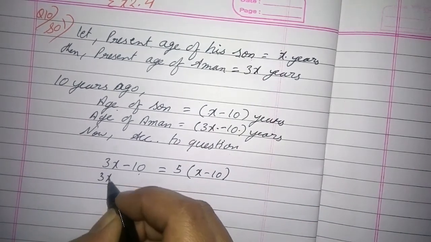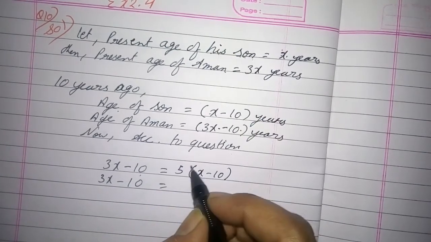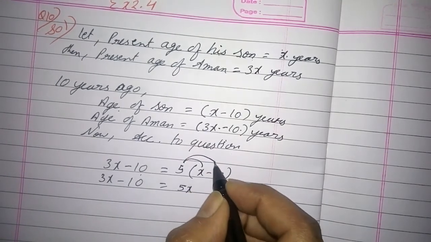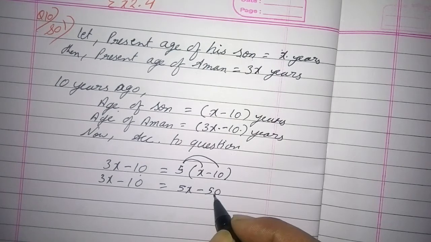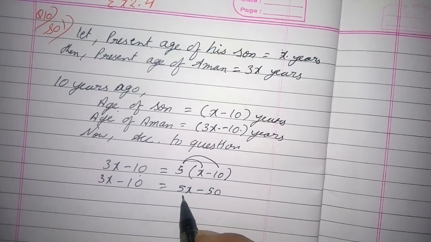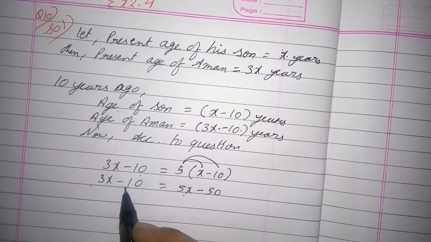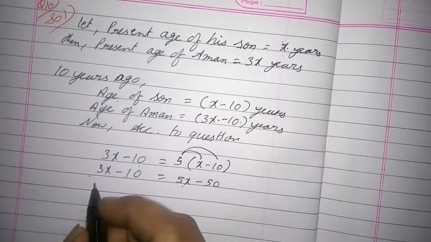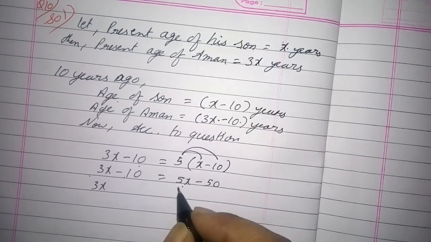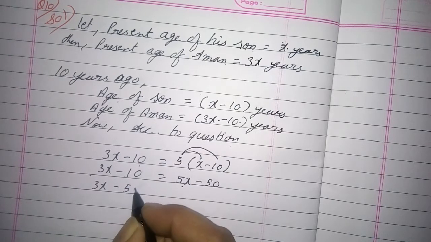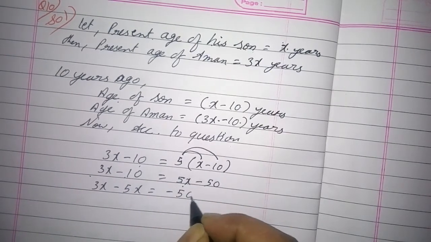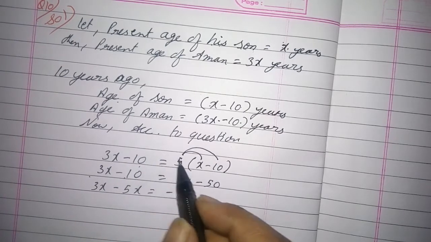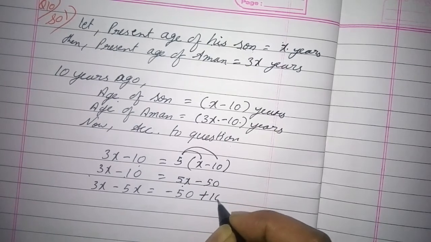So 3x minus 10 will remain as it is. Here we'll open the bracket with respect to 5. So 5 into x is 5x, and 5 into minus 10 is minus 50. Now we'll transfer the variable terms to the left hand side and the constant terms to the right hand side. So we'll transfer this 5x from right hand side to the left hand side. So 3x will remain in left hand side, and plus 5x becomes minus 5x. This minus 50 will remain in right hand side, and from here left hand side minus 10 will transfer to the right hand side. So it becomes plus 10.